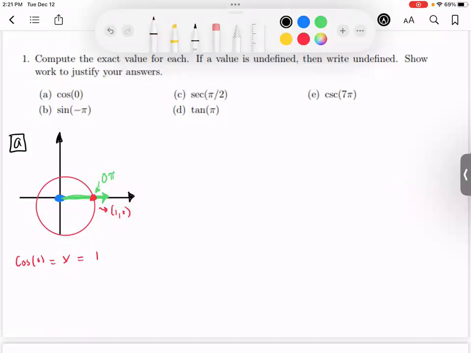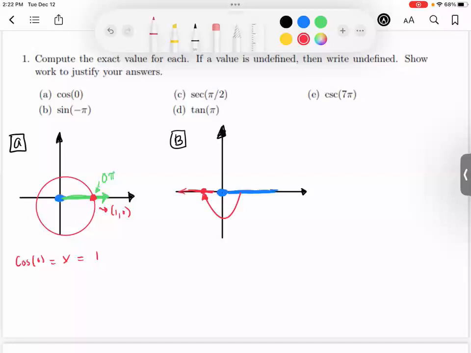Let's try it again for part B. In part B, we have sine of negative pi. So when you have a negative angle, instead of rotating counterclockwise, you rotate clockwise, okay? So the initial side begins on the positive x-axis. That's always the case. The terminal side now, if we rotate clockwise, will be this way. And what we have is this.